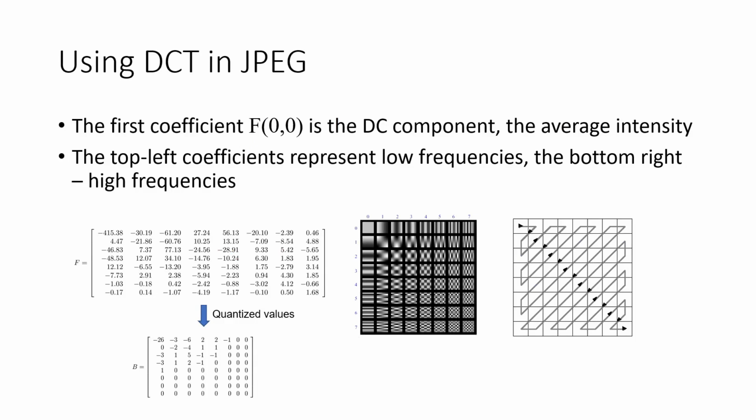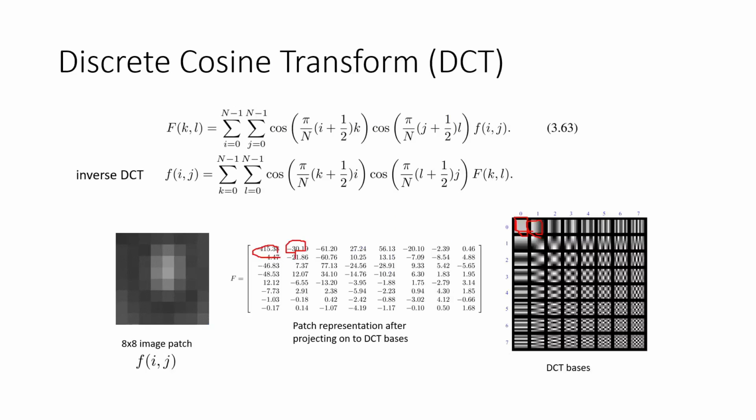So there's the first factor. How do you choose the quantized value? For example here, the 415 becomes only 26. And one of the properties of DCT is that you can see from this DCT basis which is the high frequency basis and which is the low frequency basis.